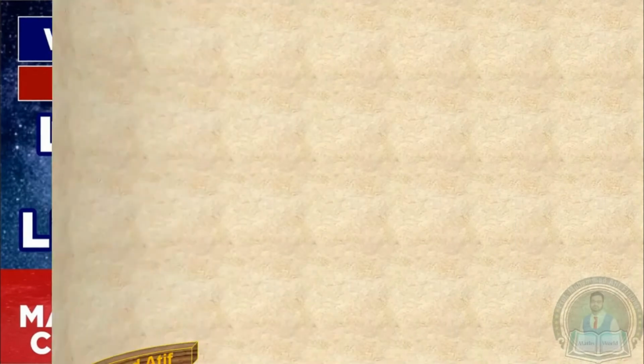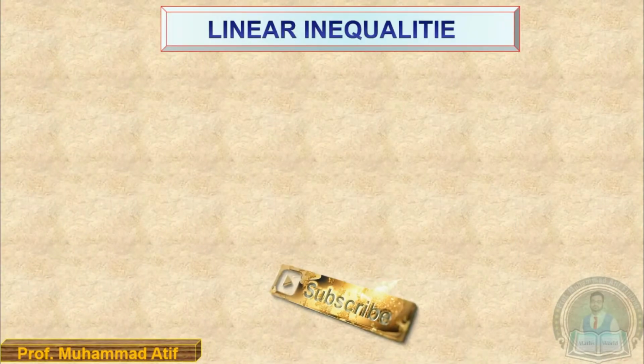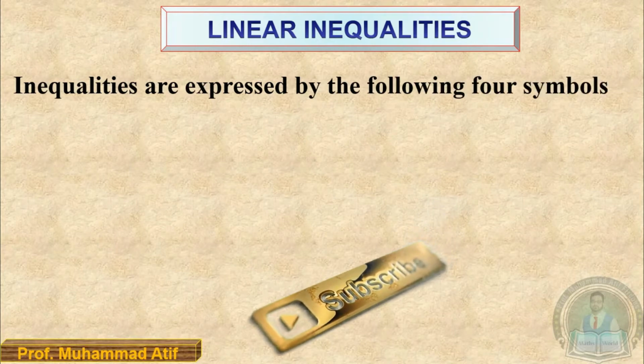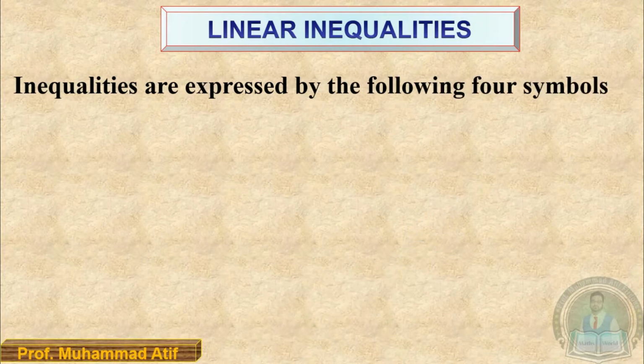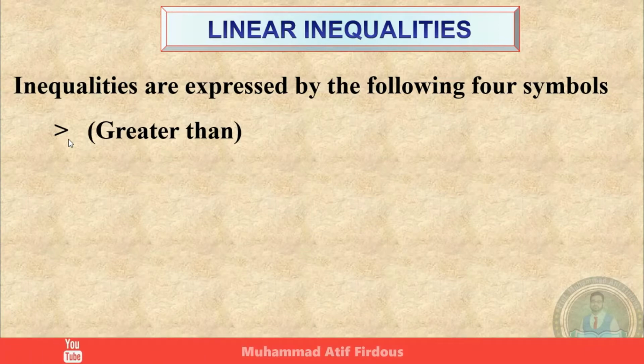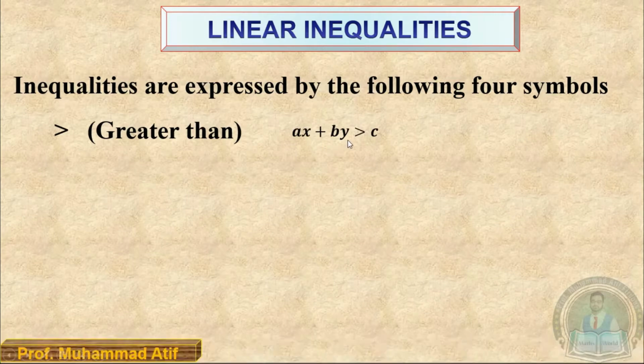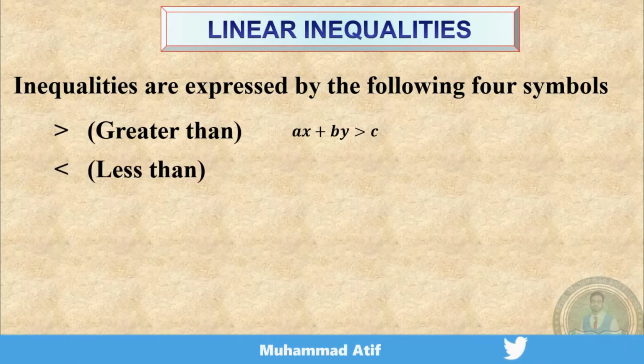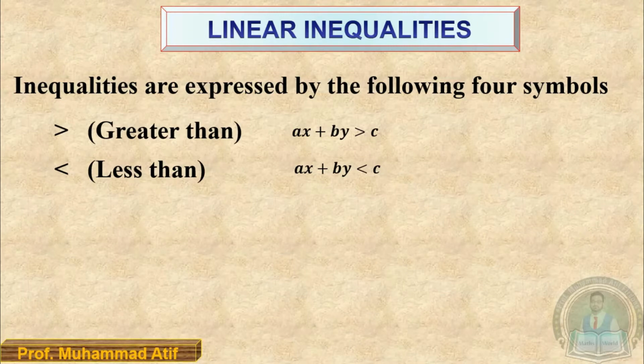So, we start with linear inequalities. Now, inequalities are expressed by the following four symbols. The first one is greater than. You can see this sign represents greater than, or in a linear equation you can present this generally as ax plus by is greater than c. Second one is less than, and you can represent this by ax plus by is less than c.